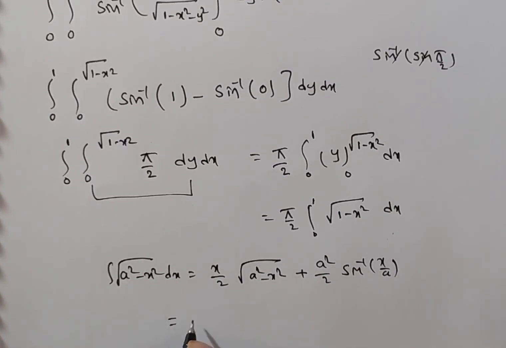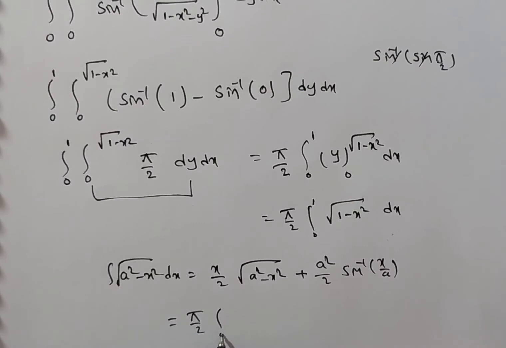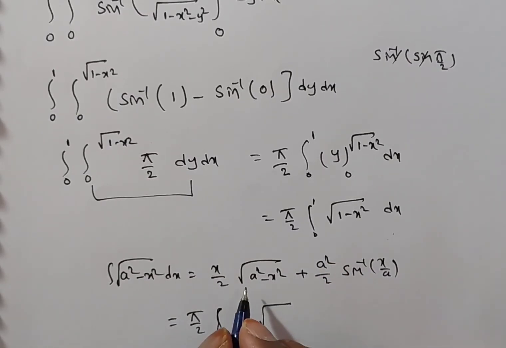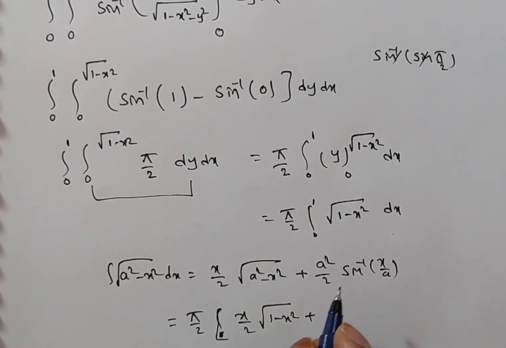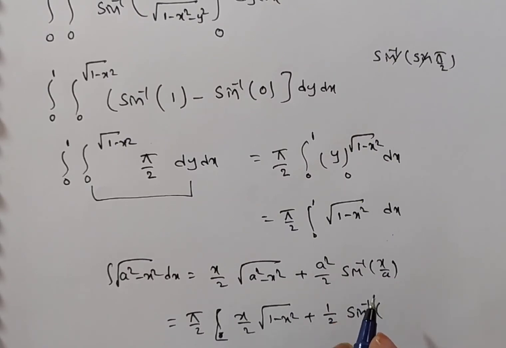So this is equal to pi by 2 times the integral from 0 to 1 that we are doing now. The limits we need not write now. X by 2 square root of a square minus x square. What is a square here? 1. So x by 2 square root of 1 minus x square plus a square by 2, which is 1 by 2, sine inverse of x by a. Actually a square is 1, so a is also 1. So sine inverse x. Now the lower limit is 0, the upper limit is 1.